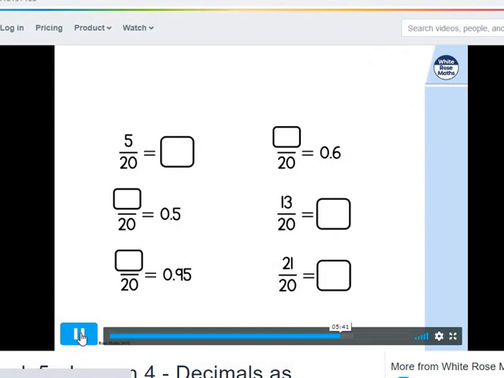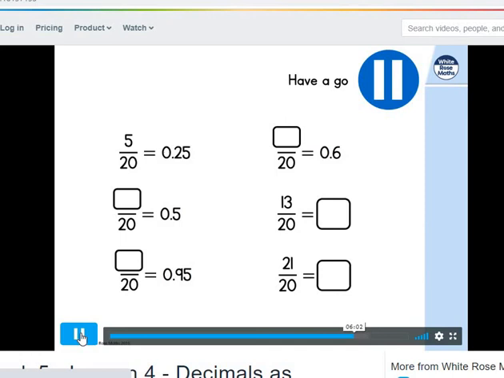Knowing that 1/20th is equivalent to 0.05, can you figure out what these would be as either fractions or as decimals? Pause the video, have a go. Let's have a look at the first one. Well, I could do 0.05 times by 5, which would be 0.25. You may have simplified the fraction to become a quarter, and a quarter is equivalent to 0.25.